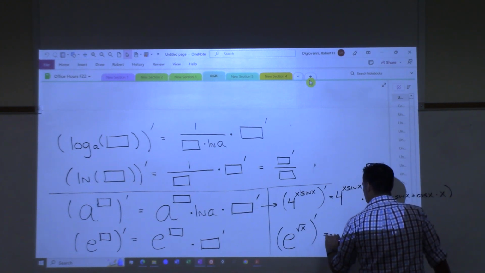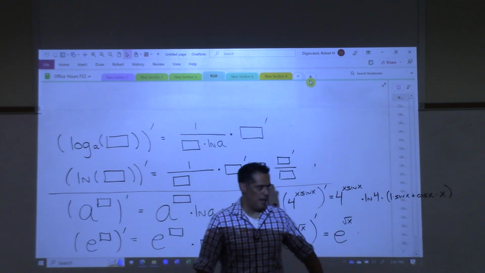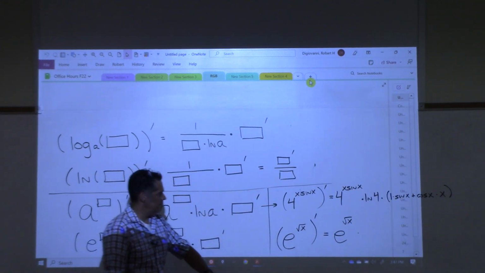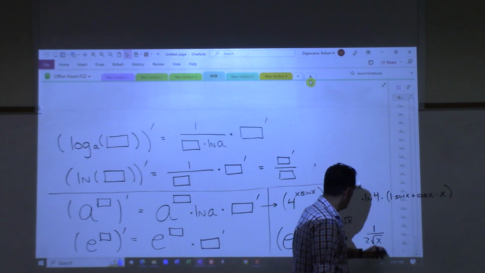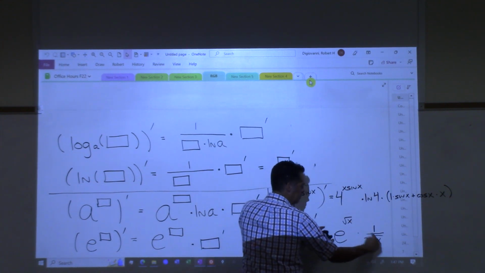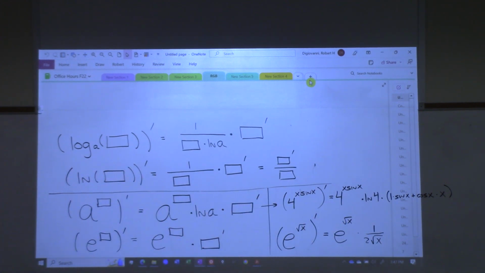E to the square root of x, times the derivative of square root of x, right? Which is just 1 over 2 root x. Hey, can I cancel these? No, absolutely not. That root x is up in the exponent.